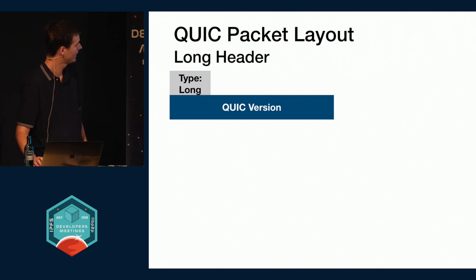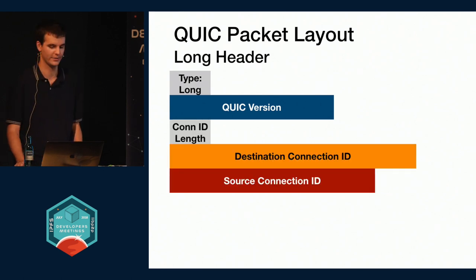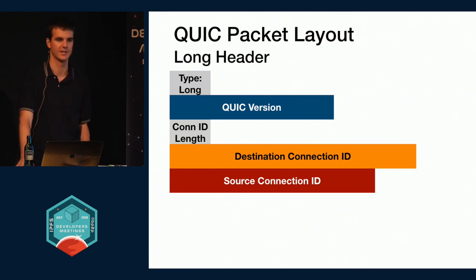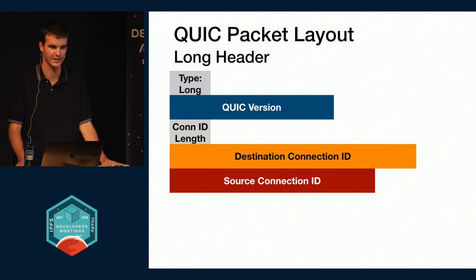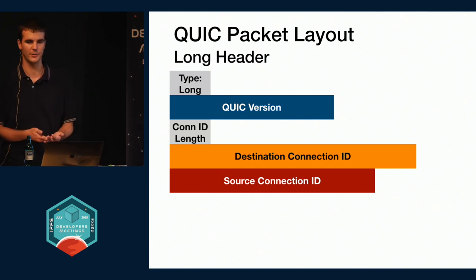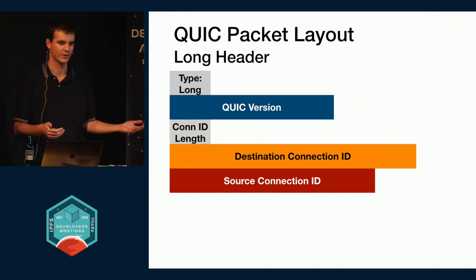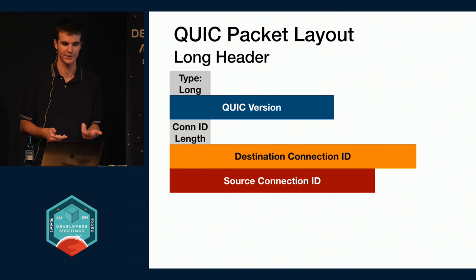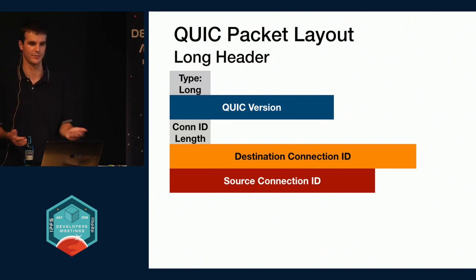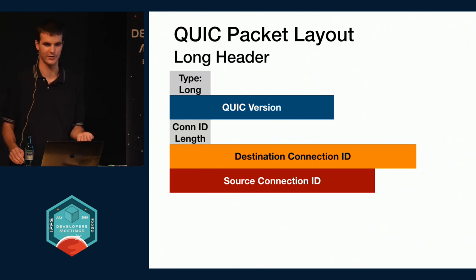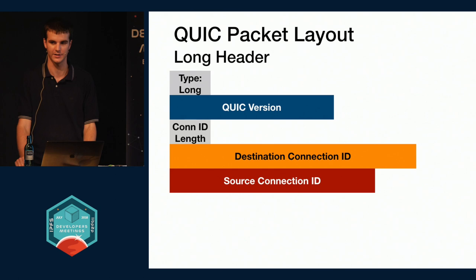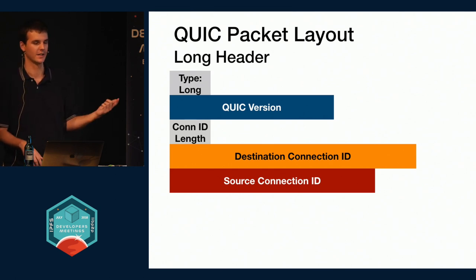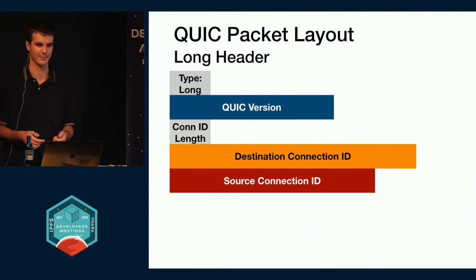So after the version field, we have a couple of fields that contain connection IDs. This is also a new concept. There's no connection ID in TCP. In TCP, you identify a connection by its IP address and by its port, which worked fine in the early days of the internet. But now you have all the mobile devices, and you're on one Wi-Fi. You go out, you switch to cellular, you switch to the next Wi-Fi, and every time you get a new IP address, and all your TCP connections break. With QUIC, this is no longer the case. A connection is identified by the connection ID, so you can just switch between interfaces, and the other side will just recognize that it's the same connection.